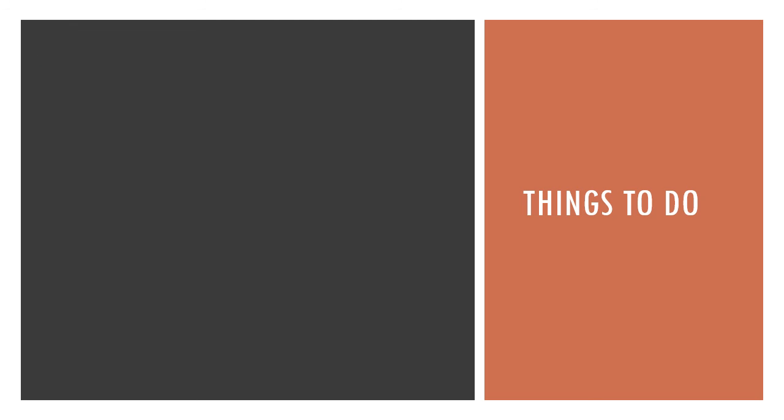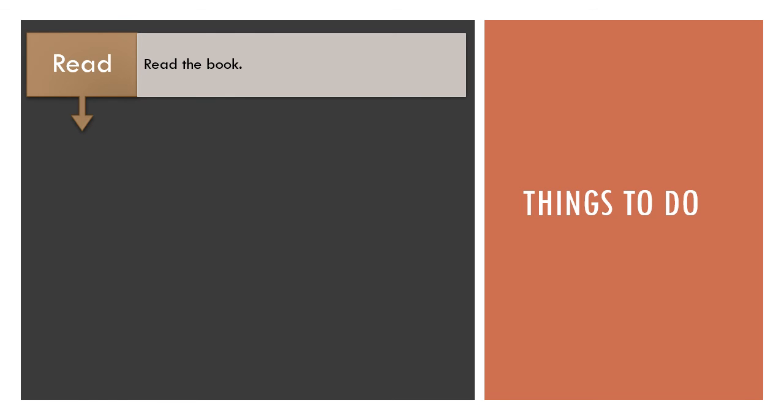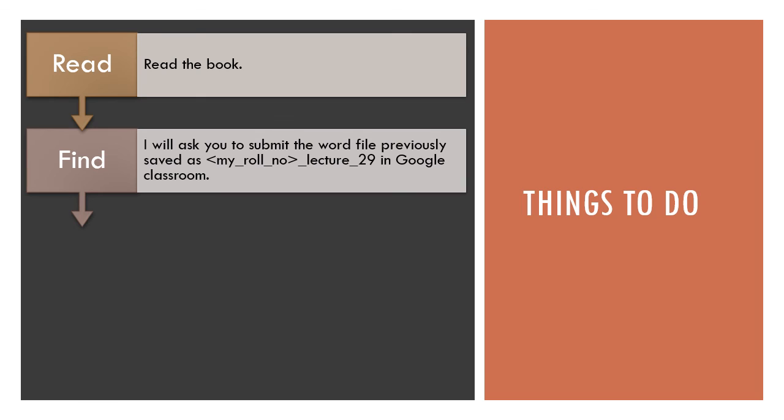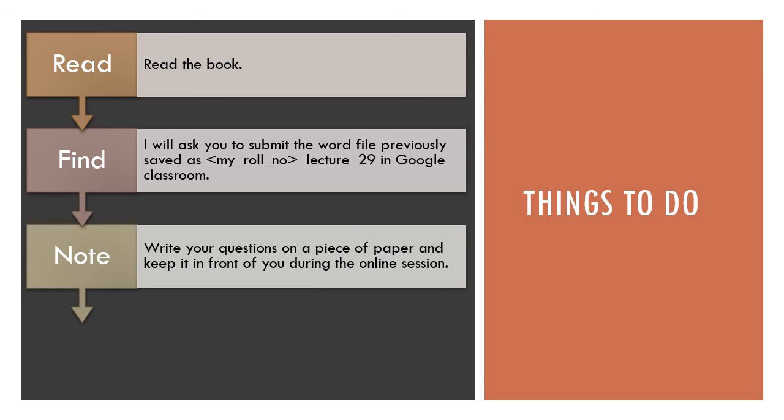So what are the things that you need to do at the end of this lecture? Let us revise this. You need to read the book. You need to find the answers to the tasks that I have set you. I will ask you to submit the Word file saved as your roll number lecture 29 in Google Classroom, and you will have to do that. You need to note, that is, write your questions on a piece of paper and keep that paper in front of you during the online session.